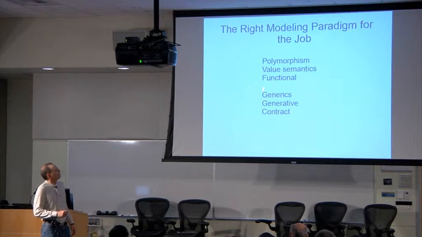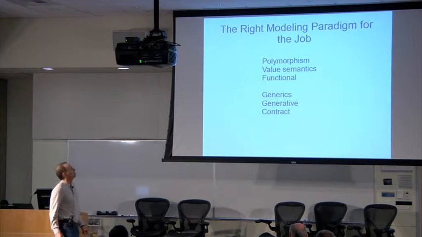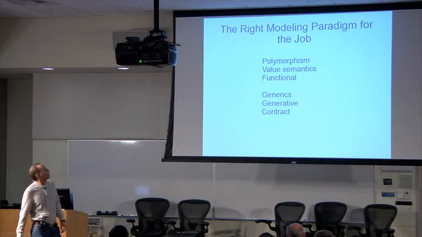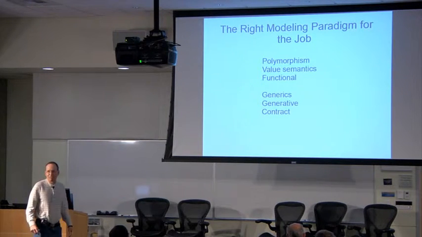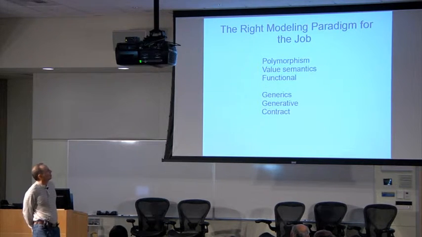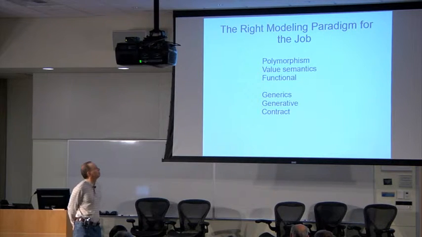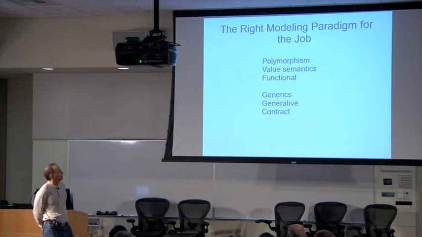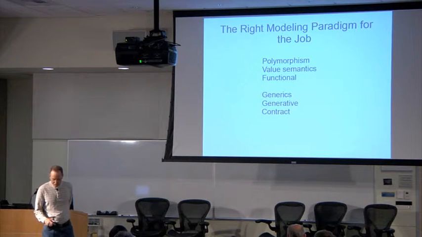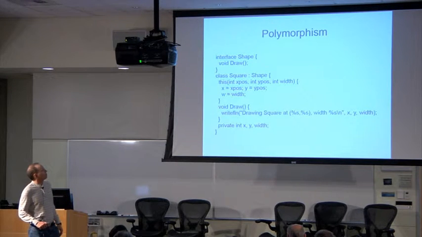So here are six of the models that D supports. Polymorphism, object-oriented programming, basically. Value semantics. Functional programming is the cure-all du jour. Generic programming is the cure-all of 1998. Generative programming and contract programming. And I'll give you a brief taste of what each of these means with D.